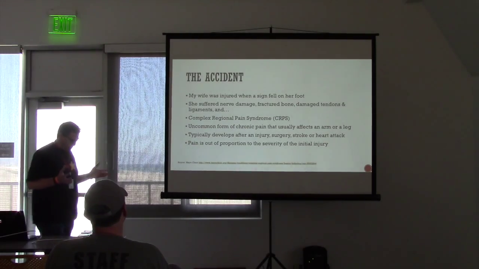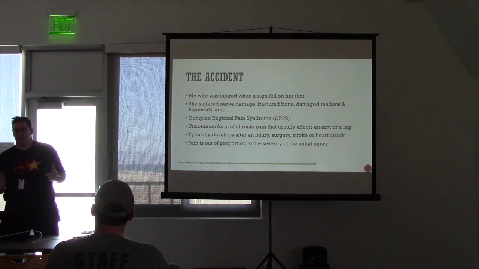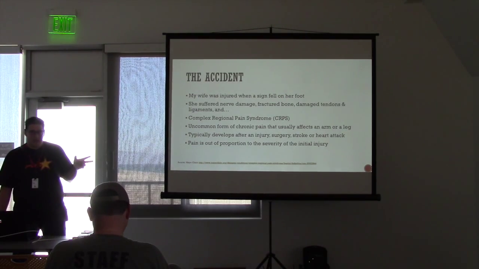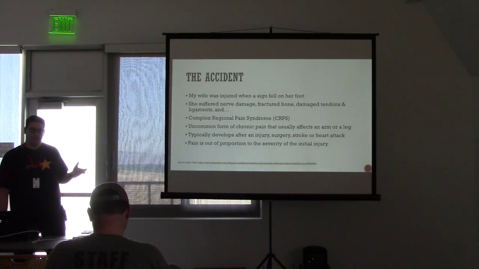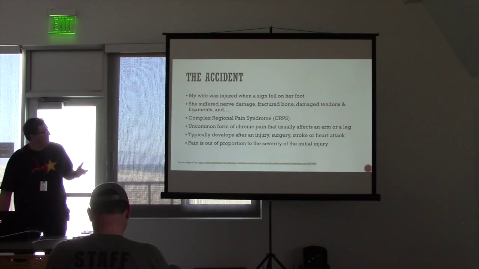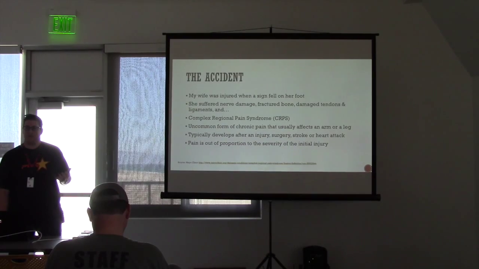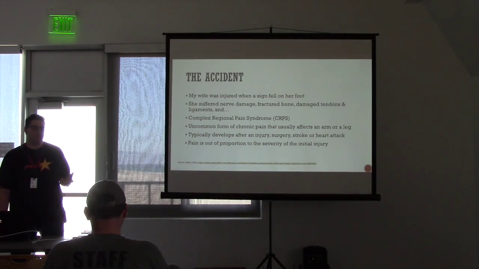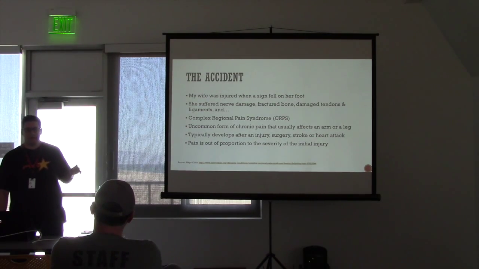Alright, so the accident. My wife was at a supermarket and had a lovely 2.5-pound sign fall on her foot. Not something I recommend. It basically crushed her foot, caused nerve damage, fractured bone, tore some ligaments. Not exactly fantastic fun. And I learned about this thing called CRPS, which is basically complex regional pain syndrome, which is essentially soft tissue damage that causes almost like a stroke to the nervous system. So think of it as the body is constantly sending out signals saying, I'm in pain, I'm in pain, I'm in pain, and your brain is like, I have no idea what to do with that.